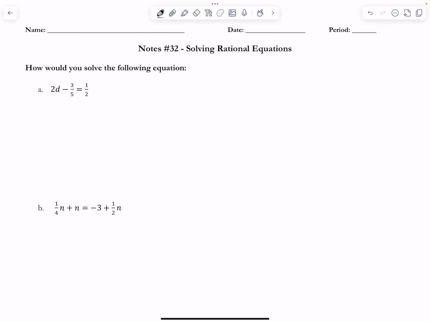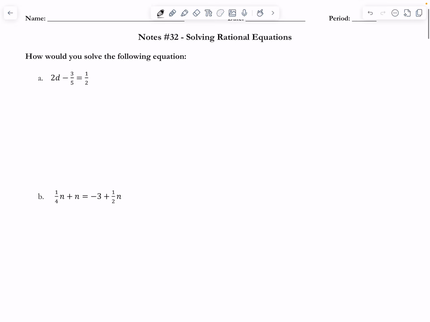In this video, I'm going to go over how to solve rational equations. And this is going to look a little bit different to how we did the adding and subtracting rational expressions. So just make sure you're practicing enough to know the difference in both of the approaches when you see an expression as opposed to an equation.